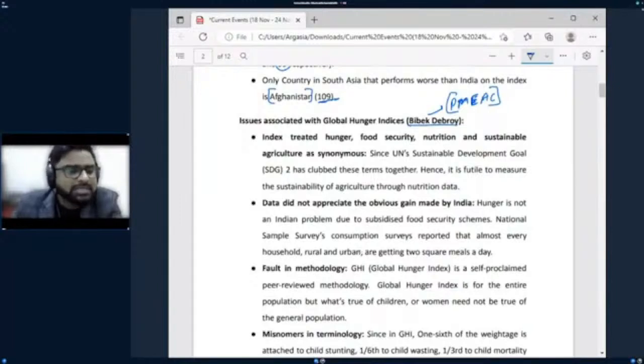Vivek Debroy has recently published a comprehensive criticism, of course, from the government side. That is the logic of it.